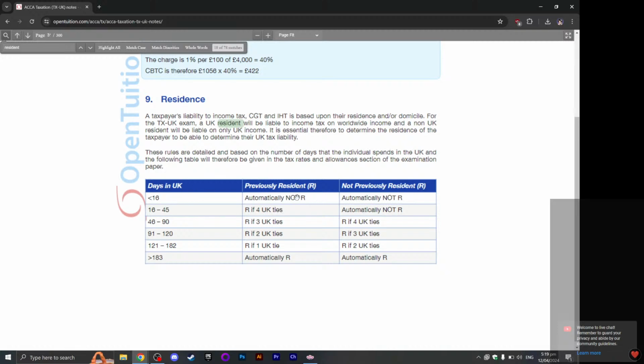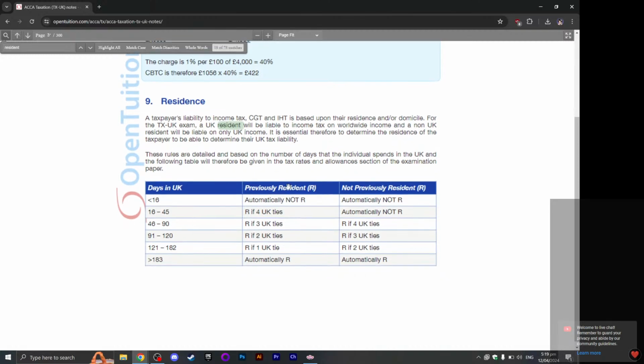So here you've got some rules. Previously resident, not resident. So less than 16 days, automatically not resident. 16 to 45 days, resident if UK ties.